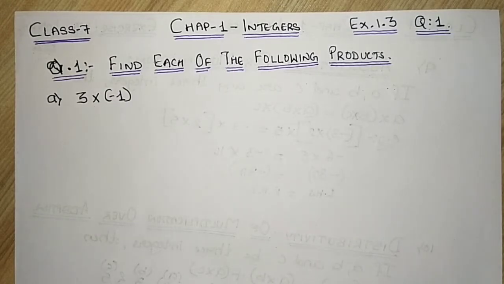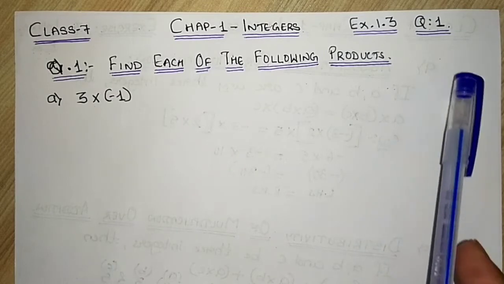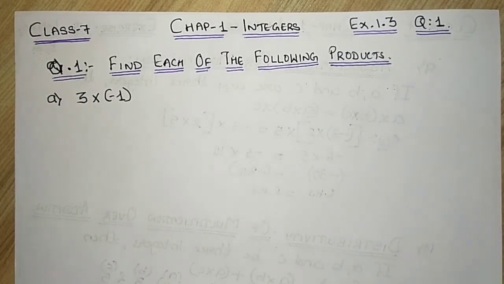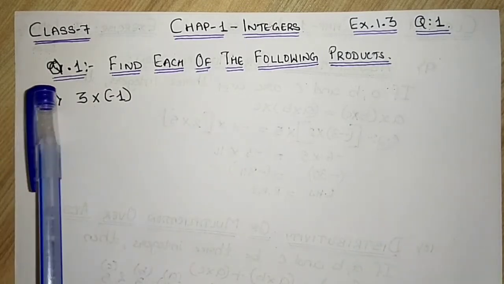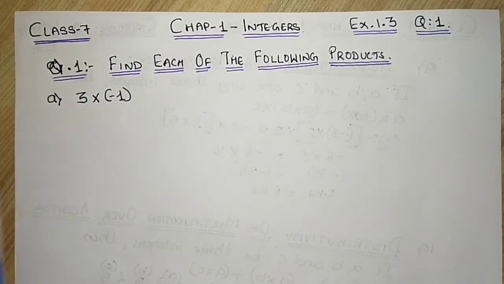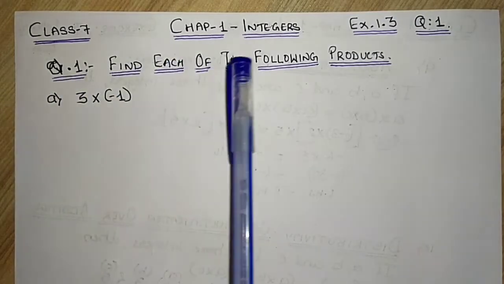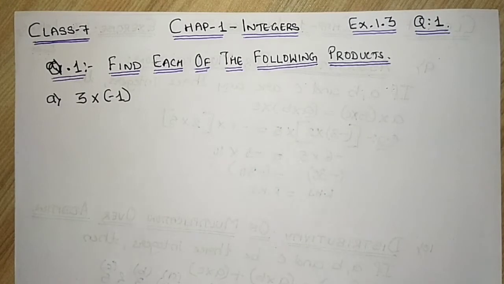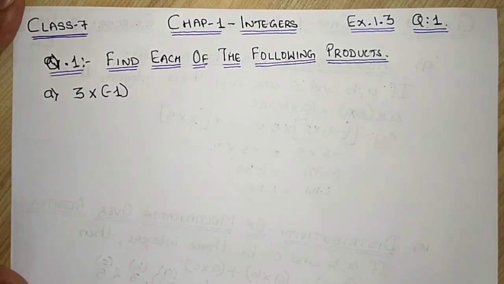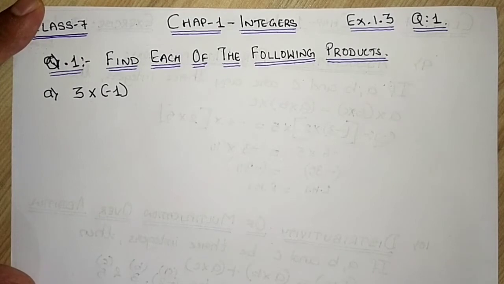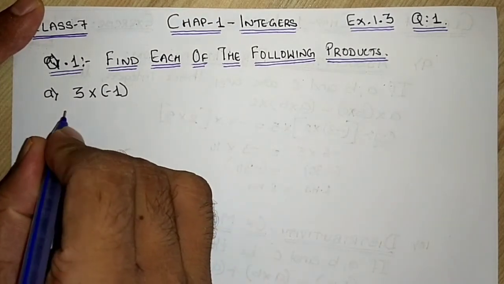Students, we are in exercise 1.3 question number 1. Question number 1 has 8 parts. What is question number 1? Find each of the following products. They have given us the numbers. We have to find out the products of those numbers. So the first part is A, 3 into minus 1. So let us solve.